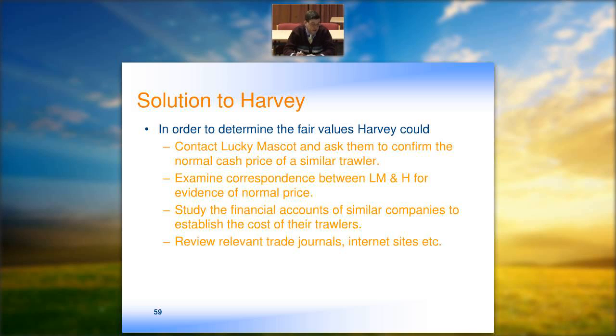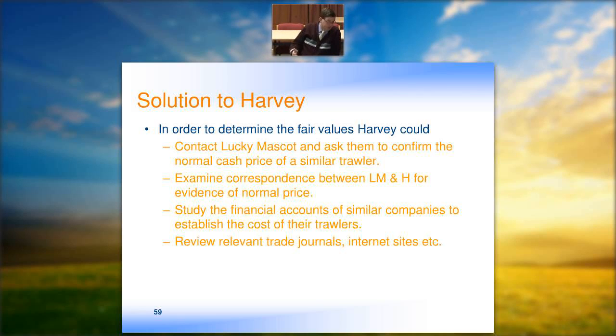You might study the financial accounts of similar companies to establish the cost of their trawlers. Again, a bit hard to know what's available. It might be a somewhat inexact exercise, but it's worth having a look. Clearly, there are other companies that have trawlers. What are they valued at in the financial statements? And then you might have a look at things like trade journals, internet sites, and so on.